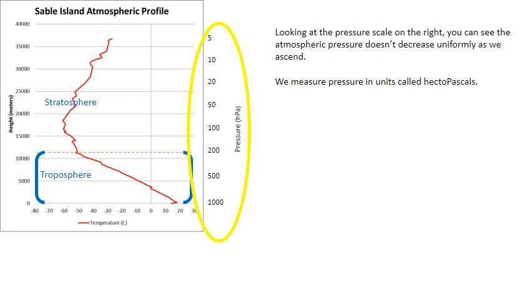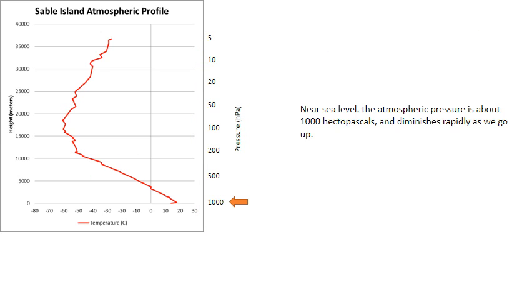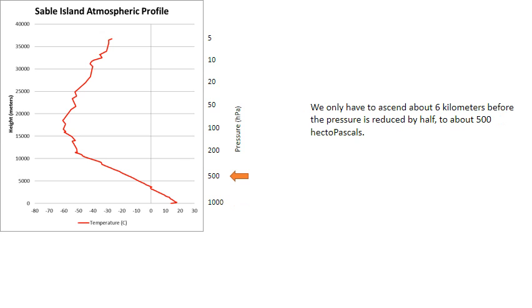Looking at the pressure scale on the right, you can see the atmospheric pressure doesn't decrease uniformly as we ascend. We measure pressure in units called hectopascals. Near sea level, the atmospheric pressure is about 1,000 hectopascals and diminishes rapidly as we go up. We only have to ascend about 6 kilometers before the pressure is reduced by half to about 500 hectopascals.